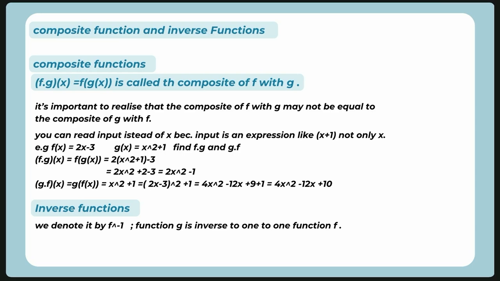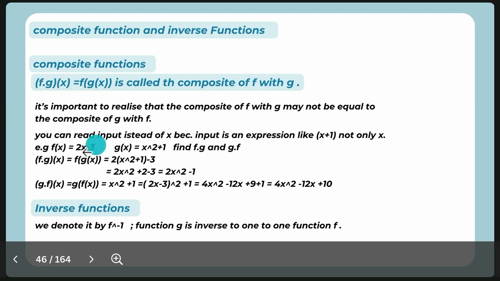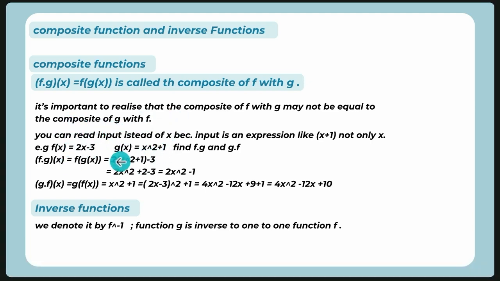So you find your f of g of x and g of f of x. So f of g of x is 2 times x squared plus 1, minus 3. Then if you need to find your g of f of x, it means you need to put your f equation inside of your x value right here. So you put 2x minus 3, all of this is squared, plus 1.